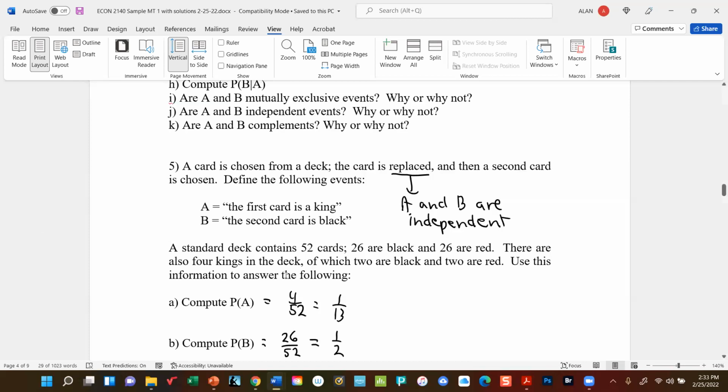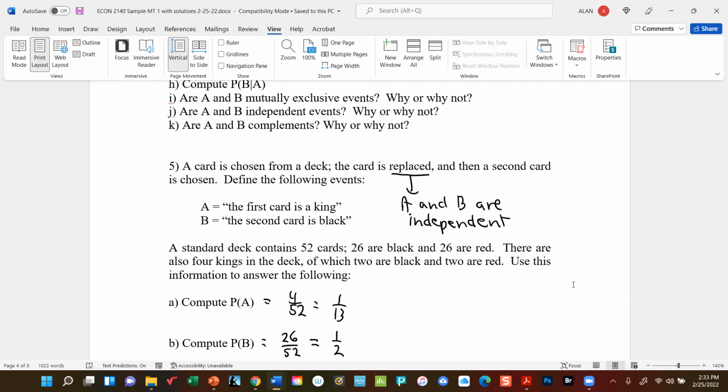So just as a quick reminder, in case it's been a while since you played cards, a standard deck does contain 52 cards, of which 26 are red and 26 are black. And there are 4 kings, 2 of which are red and 2 are black. Okay, the black kings are the king of spades and clubs. The red kings are the king of hearts and the king of diamonds.